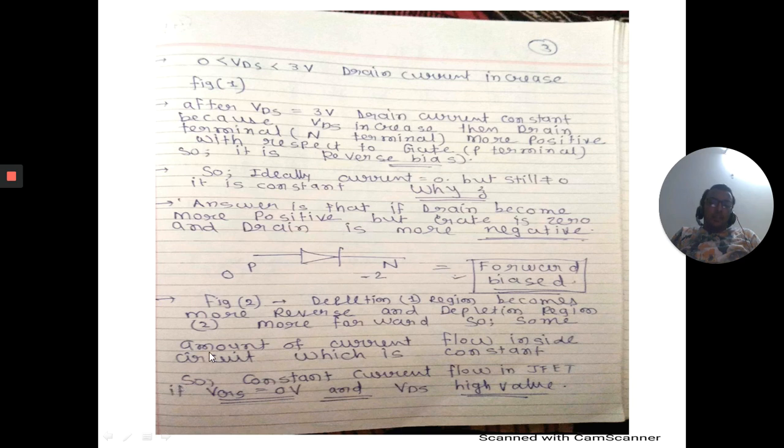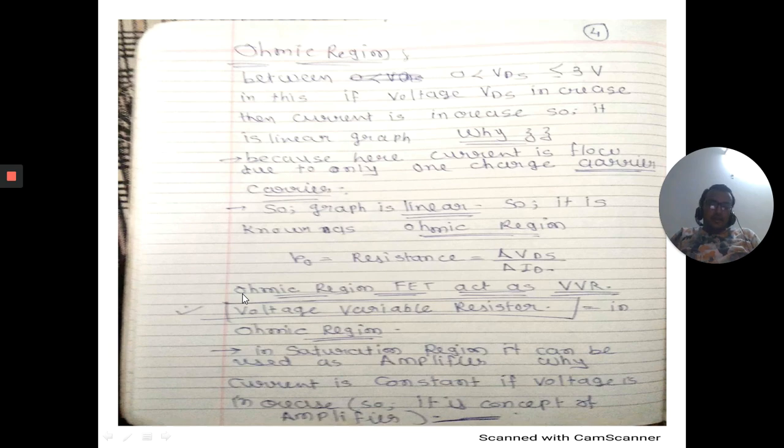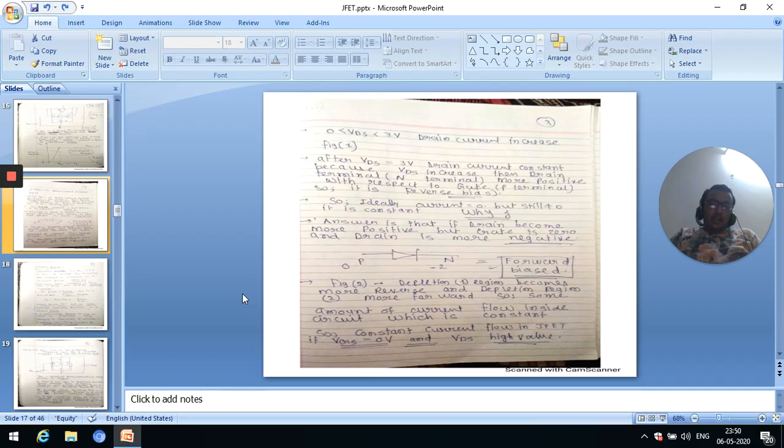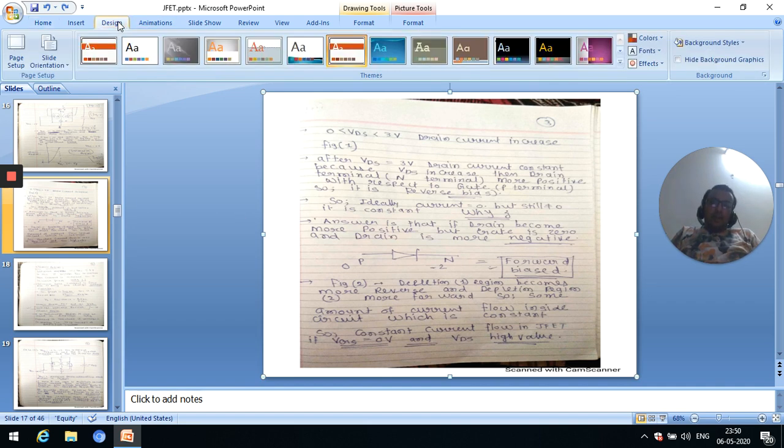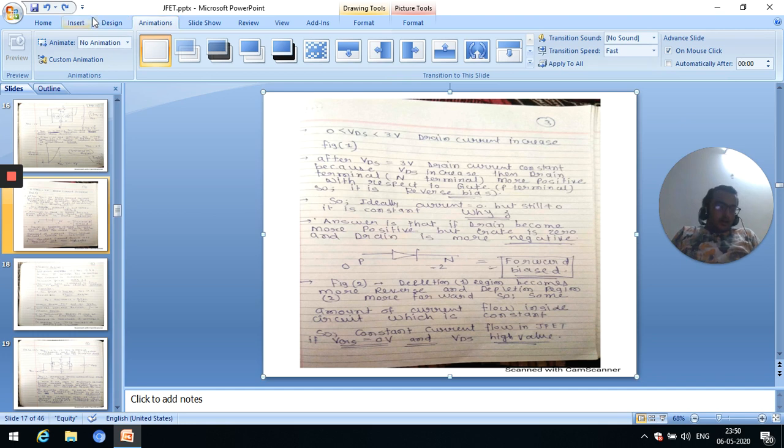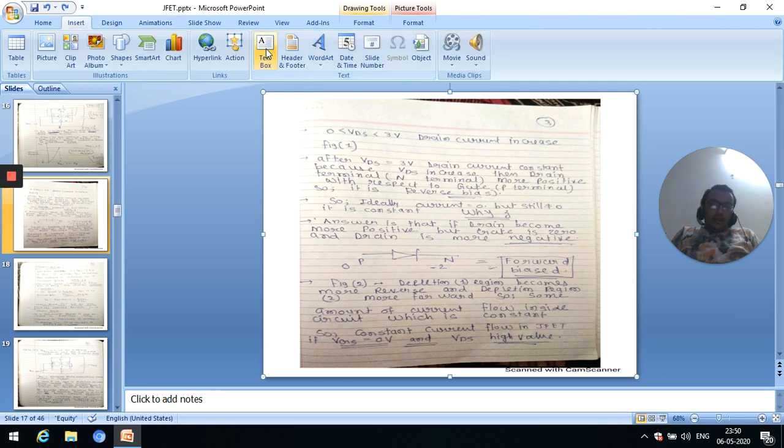Most important, see the position of my cursor. It is the golden statement regarding the JFET. Please try to highlight this word. This is the golden statement regarding the JFET. Constant current flows in the JFET if VGS equals 0 volt and VDS equals high voltage. At that time constant current can flow in the entire circuit.